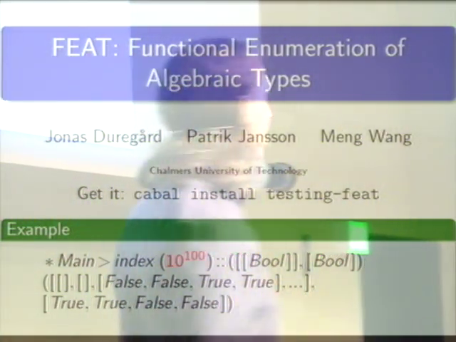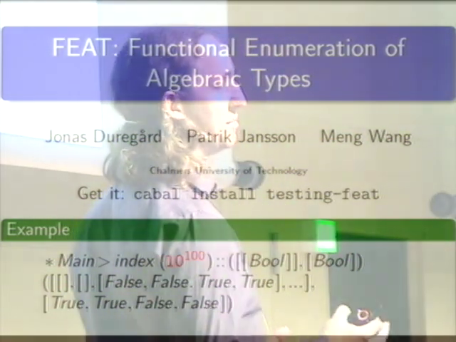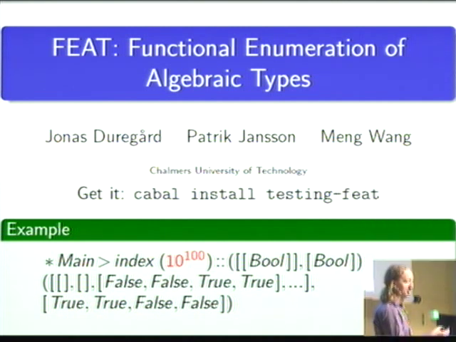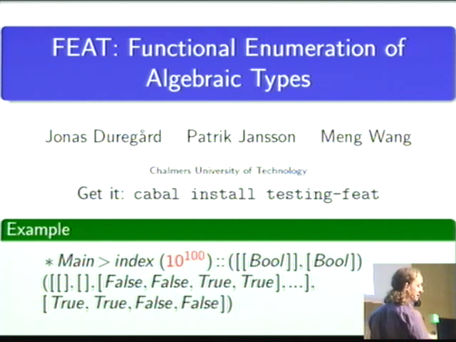Well, an enumeration is essentially a sequence of values, right? And by functional enumeration, I mean enumerations where we can do this. So we index to the 10 to the power of 100 position in this sequence of this algebraic data type, and we immediately get the value back. So index is an overloaded bijective function from the natural numbers to this enumerated type.